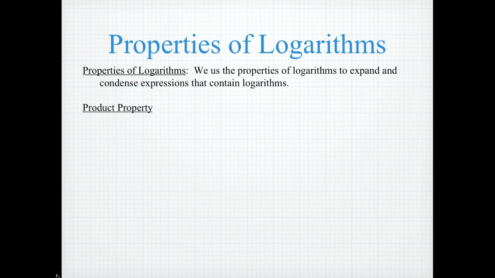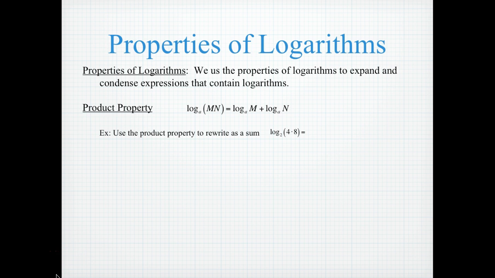The first is called the product property. The product property reads log base a of m times n is equal to log base a of m plus log base a of n. So we can take a product. If we're taking the log of a product, we can separate that log into two separate logs, connecting them with a plus sign. So log base a of m times n is equal to log base a of m plus log base a of n. Notice the base has to be the same.